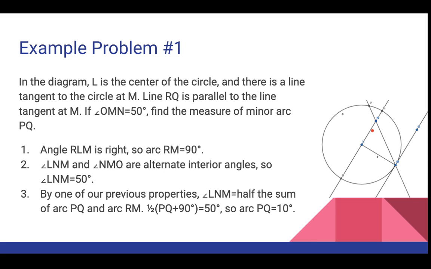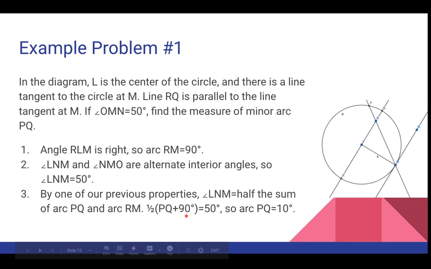But remember from one of our previous properties, angle LNM is half the sum of arc PQ and RM. In other words, it's the average of arc PQ and RM. So since we know that arc RM is equal to 90 degrees and angle LNM is equal to 50 degrees, we create the equation half of arc PQ plus 90 degrees is equal to 50 degrees, right?